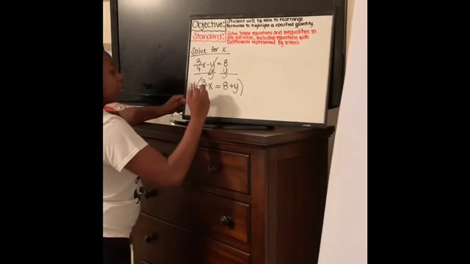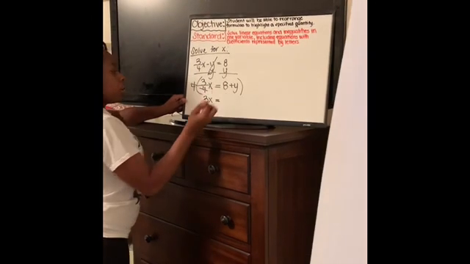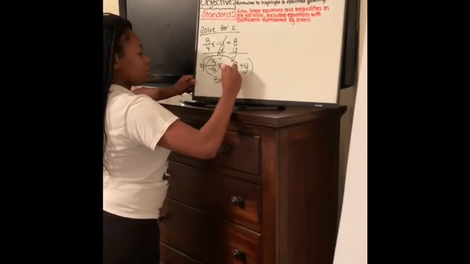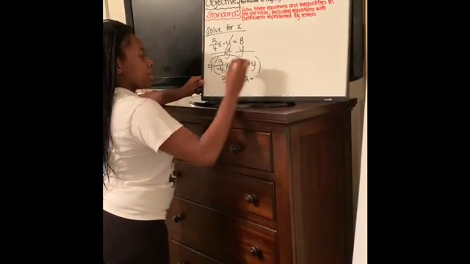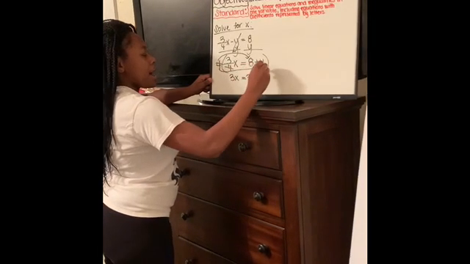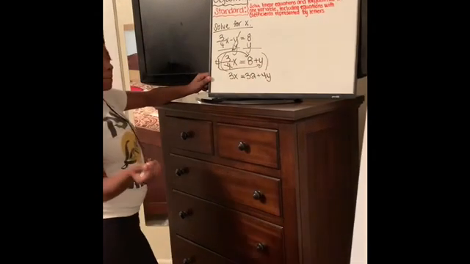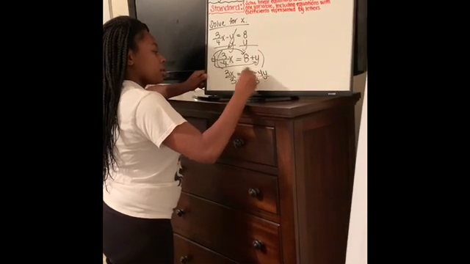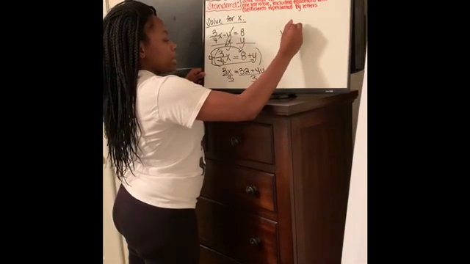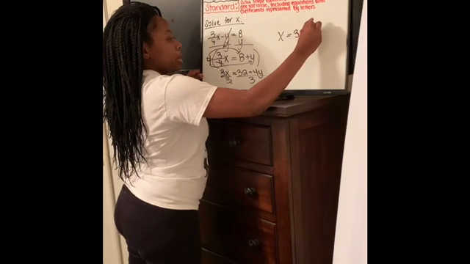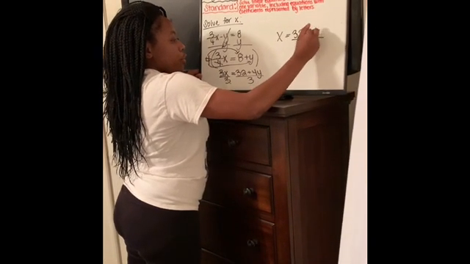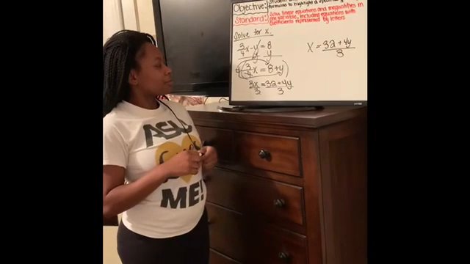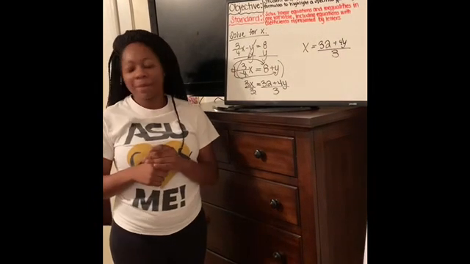These 4's cancel out, leaving this over here as 3x. You're going to use the distributive property, multiply 4 times 8. That gives us 32. And we have 4 times y, which gives us 4y. Now all we do is divide out. And we're left with x equals 32 plus 4y over 3. Any questions? Anyone lost on anything? Okay.